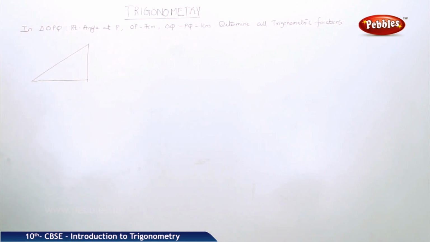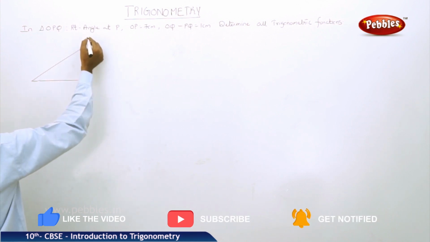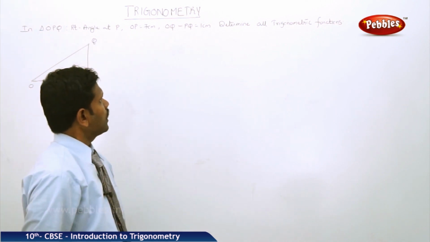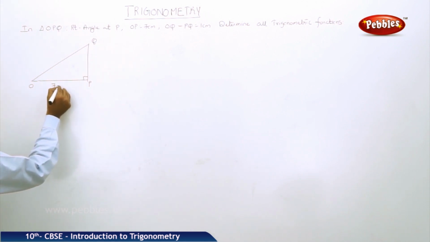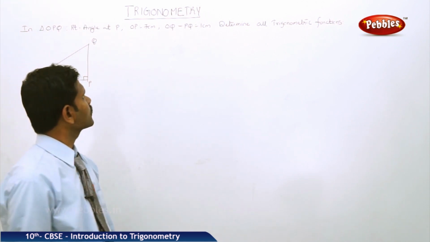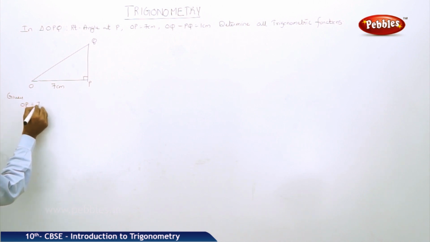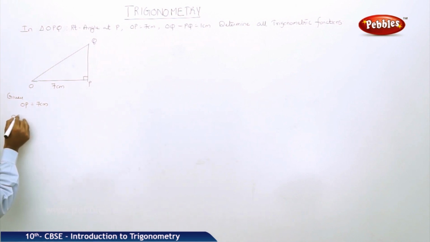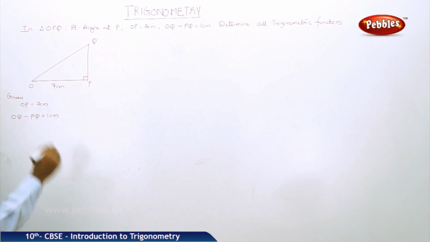From the triangle OPQ, the right angle is at P. It is given that OP is equal to 7 centimeters, and OQ minus PQ is equal to 1 centimeter. That is the given data.